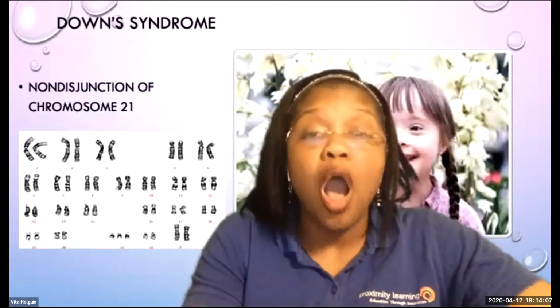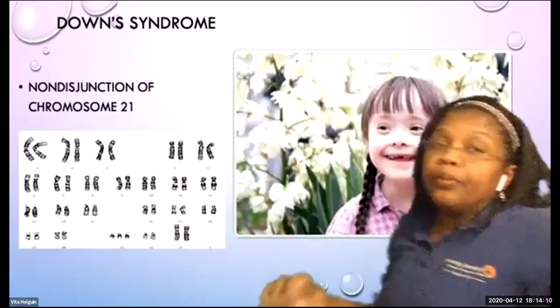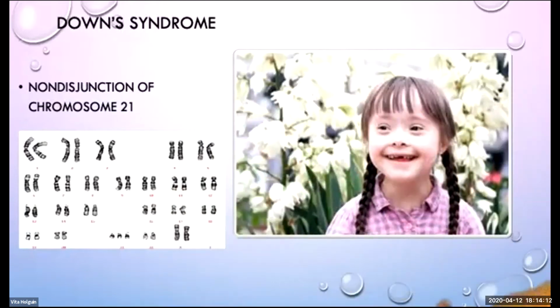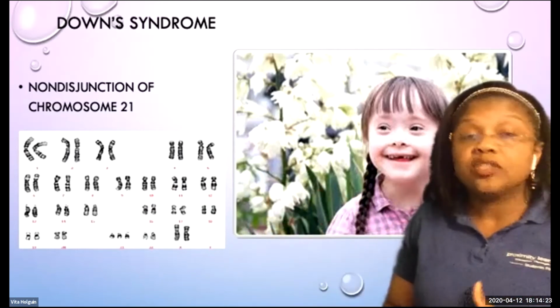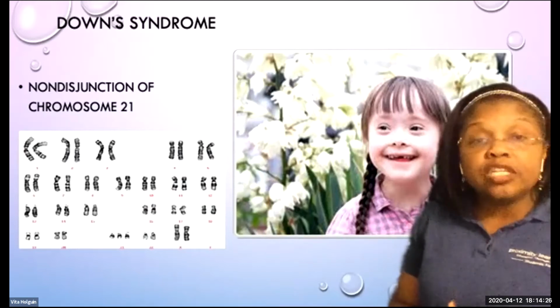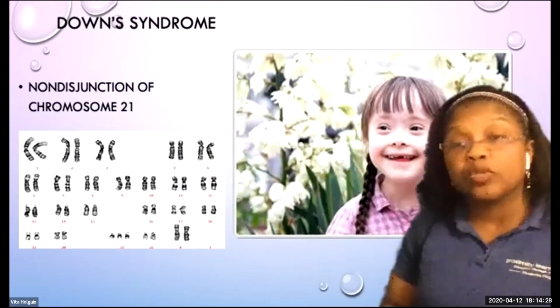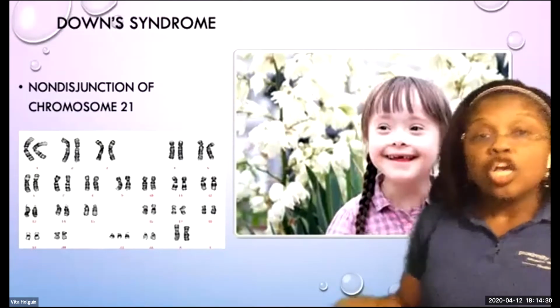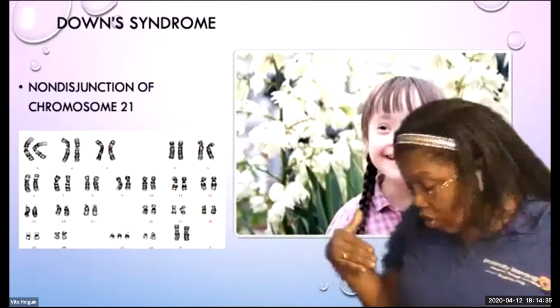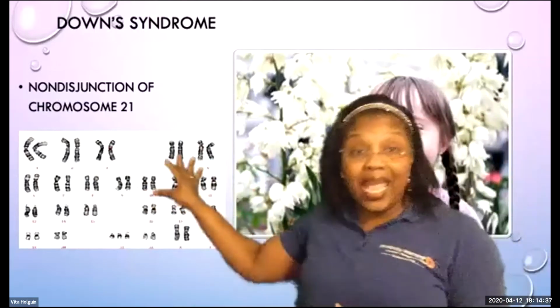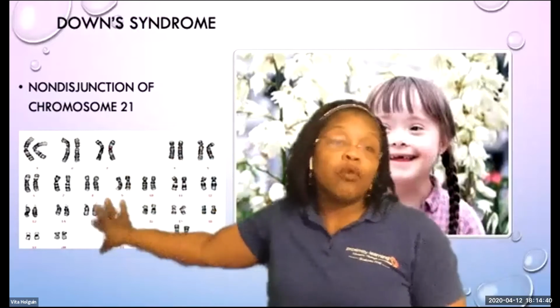The most common chromosomal mutation out there is Down syndrome. And I say that because Down syndrome, like I said, is the most common. Most people may even know someone that has Down syndrome. Down syndrome is what they call a non-disjunction of chromosome 21. So this here, guys, is called a karyotype. You guys are going to learn later on in the video how to create and how to read a karyotype.